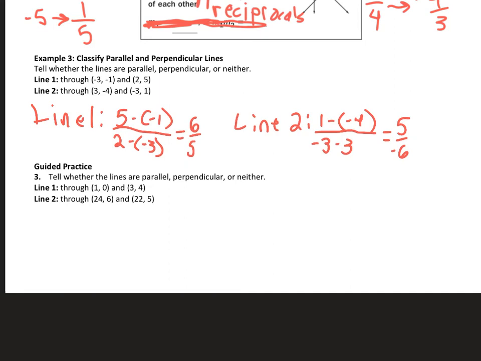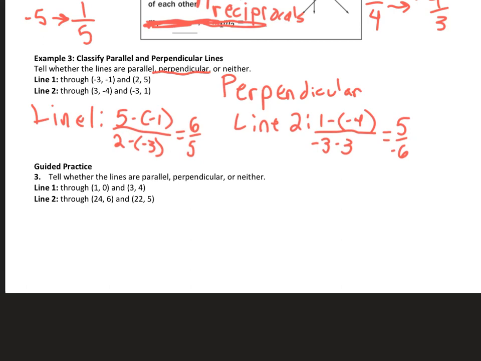And if we look at that, are they opposites? Yes, they're opposites. Are they reciprocals of each other? Yes, they are reciprocals of each other. So these lines are perpendicular to each other. All right? Those lines are perpendicular because their slopes are opposite reciprocals of each other.